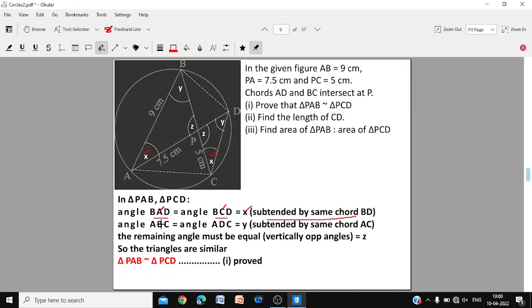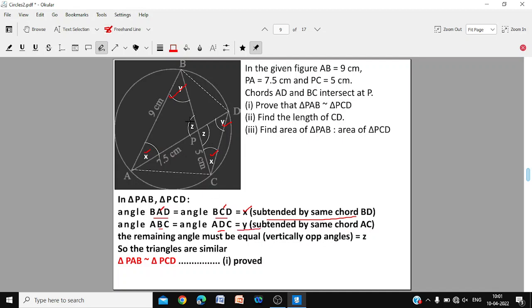Similarly, angle ABC and angle ADC. Again, see, only the middle letter is different. B is different, here D is different, but otherwise A and C are same. So these are also angles in the same segment. So each of them is Y. We put them as Y.